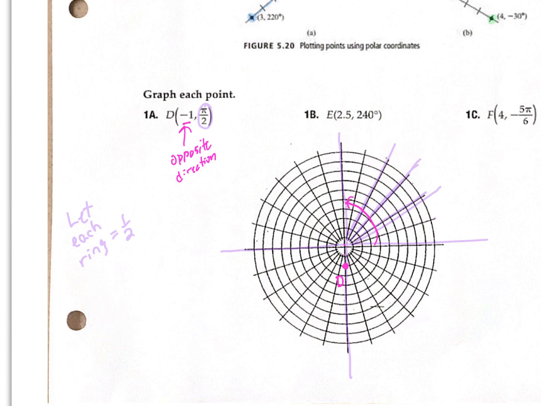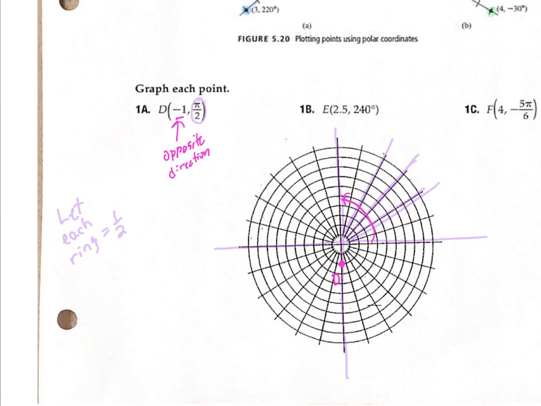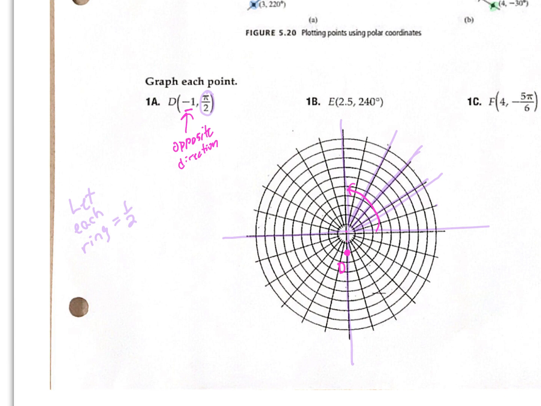Let's change colors here. So for point E, we're gonna go to 240 degrees. So let's think about where that is. That's gonna be down to here. And then we're supposed to go out 2.5. So 1/2, 1, 1.5, 2, 2.5. Actually, still right where I drew my arrow. Was not intending it that way, but it worked out that way. So there's point E.